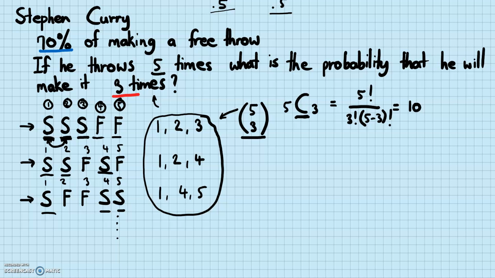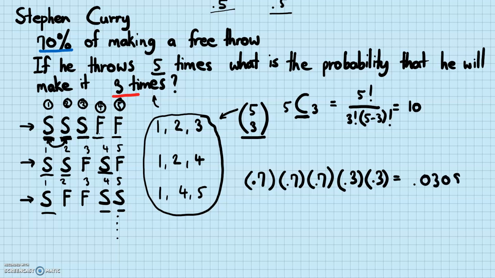The probability of success, success, success, and failure. So the probability of succeeding is 0.7. Another success is 0.7. Another success is 0.7. And then failure is 0.3. Let's see what that gives us on the calculator. That actually equals 0.03087. And all these other cases, I just didn't write them here.